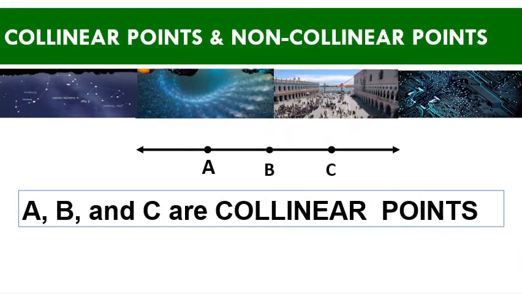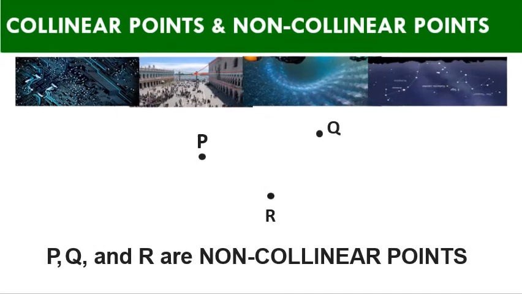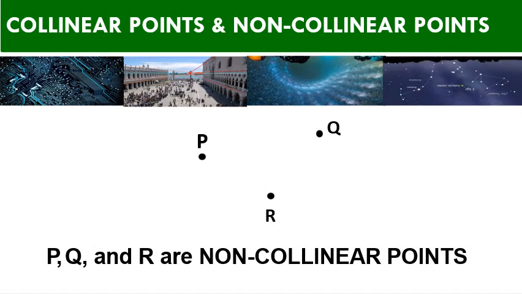Also, collinear points and non-collinear points. So A, B, C are collinear points because they lie on the same line. On the other hand, we have non-collinear points, which are not straight, or not in the same line. They are not lying on the same line.